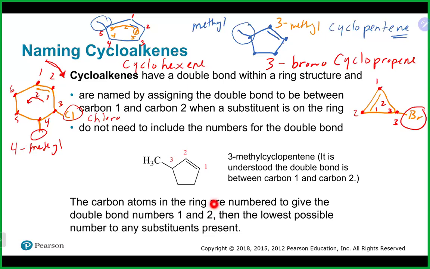That means our chloro group is at carbon number 3 and our methyl is at carbon number 4. Now we put all that together, alphabetical first, right? So 3-chloro, 4-methyl, cyclohexene. Any questions on that name there?